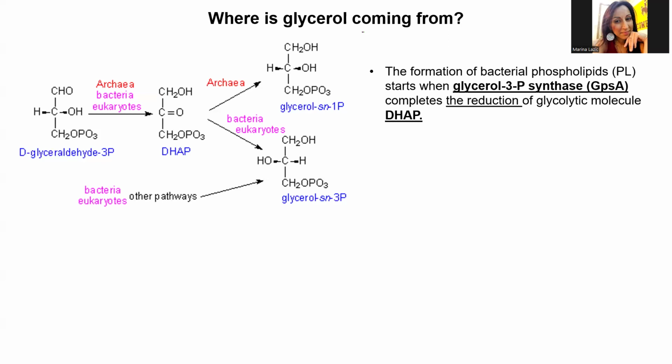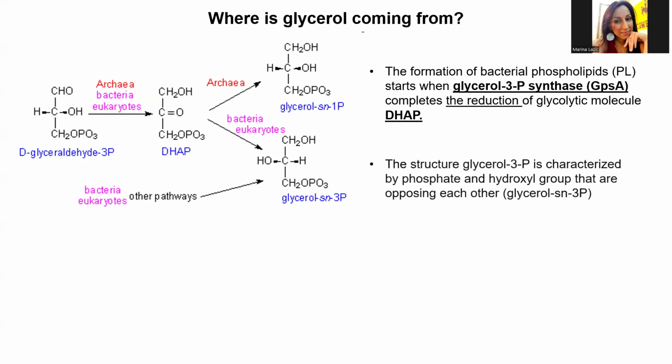The characteristic of glycerol 3-phosphate is, of course, the phosphate at the end and the third hydroxyl group. That's your first component, which is now waiting to get fatty acids. Notice that in bacteria, this is glycerol 3-phosphate. This is a landmark of bacteria, and you will see later on why that matters.